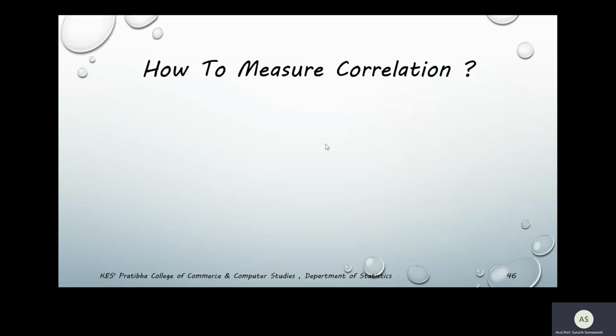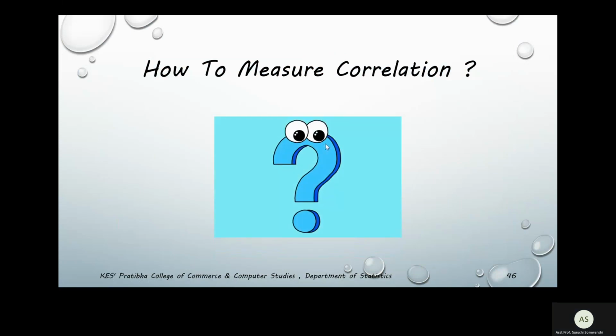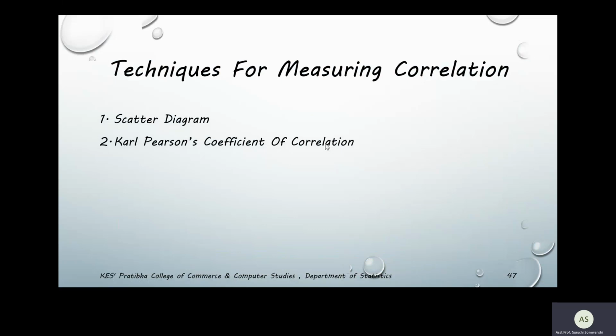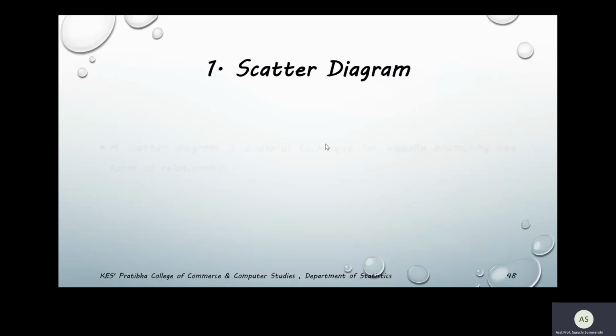Now let's move towards how we are going to measure the correlation. Basically, there are two techniques of measuring correlation: the scatter diagram and Karl Pearson's coefficient of correlation. Let's see them one by one. The first one is the scatter diagram.